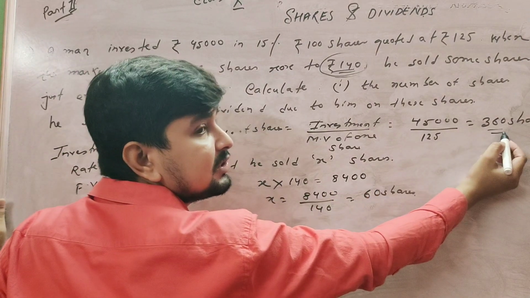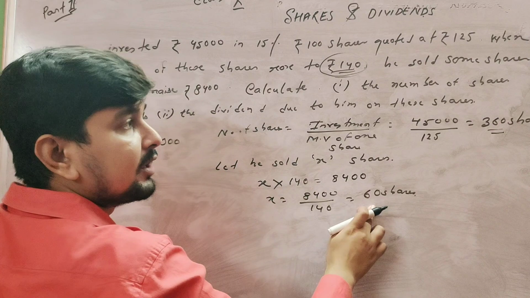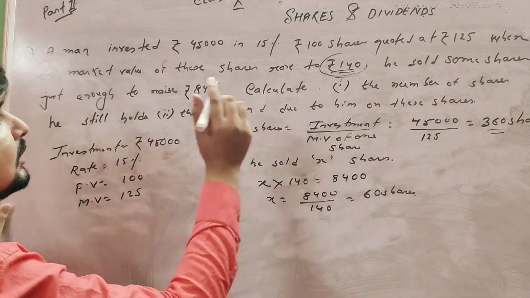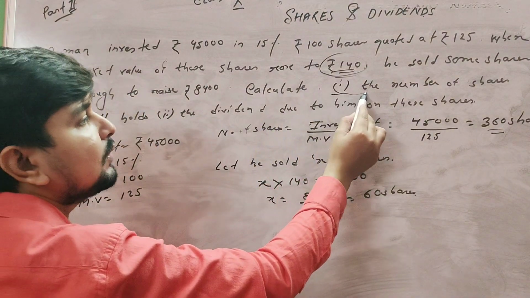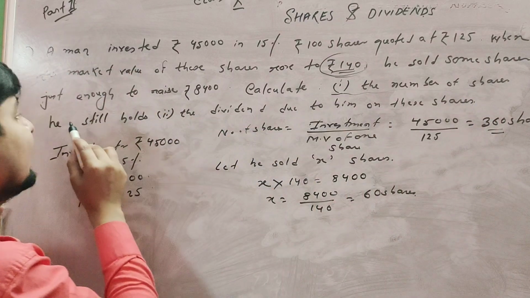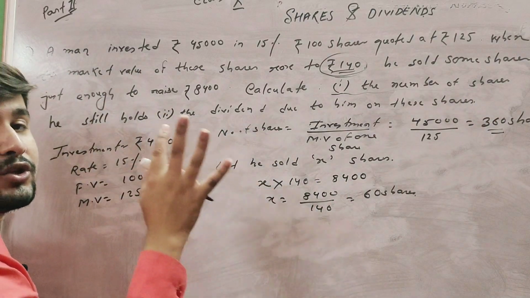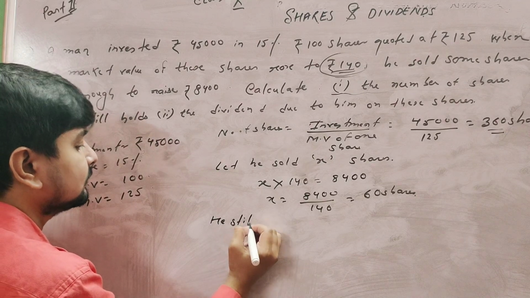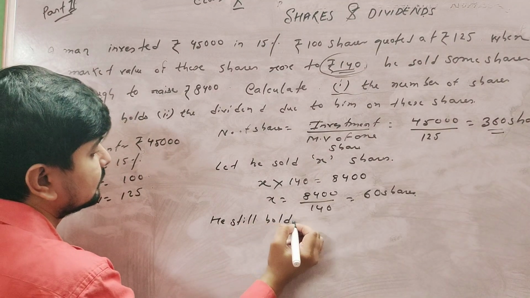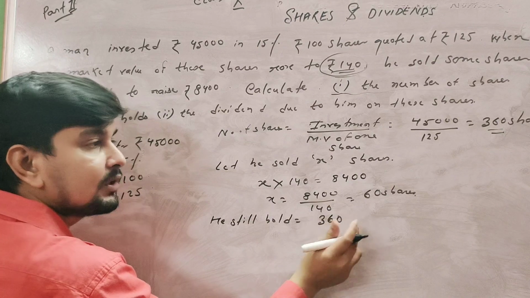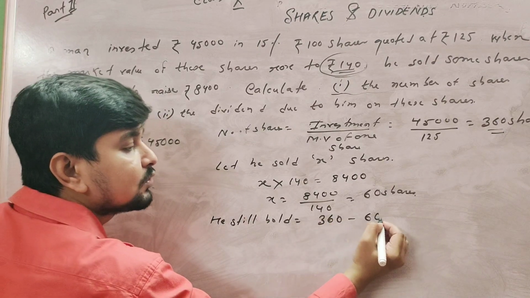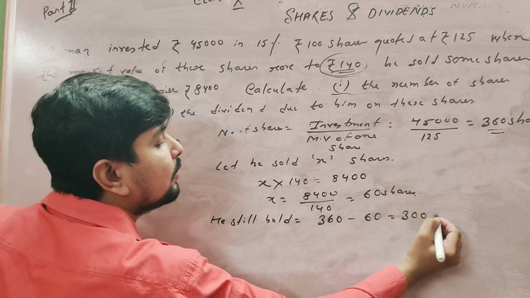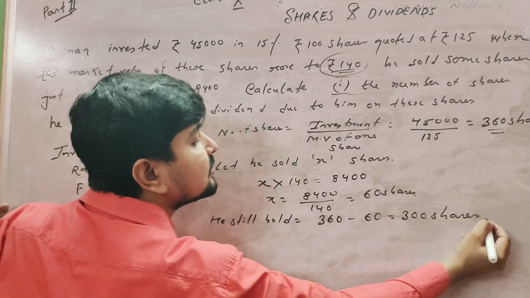How many shares does he have in total? 360. Number of shares he sold: 60. So our first question is to calculate the number of shares he still holds. He still holds 360 total shares minus 60 sold, that means he holds only 300 shares.